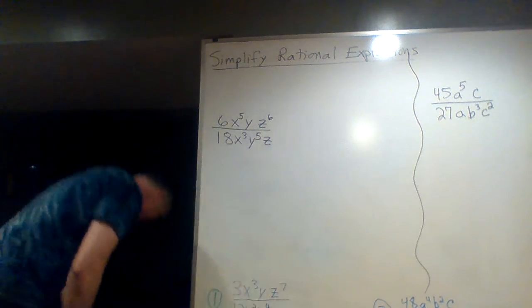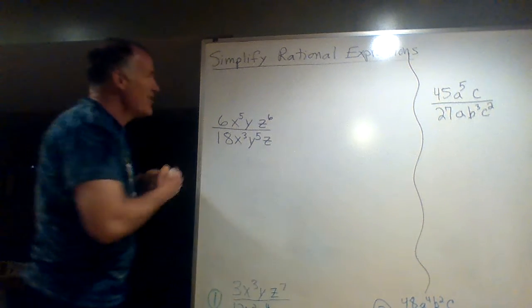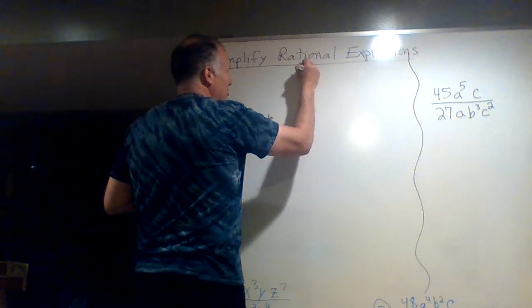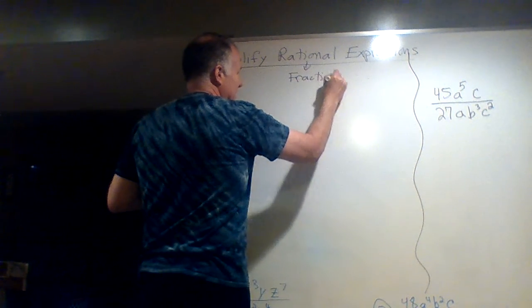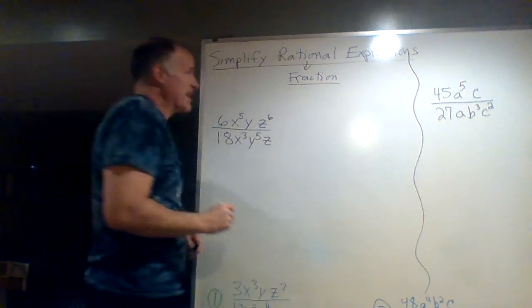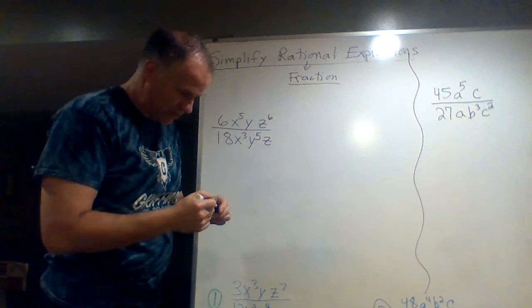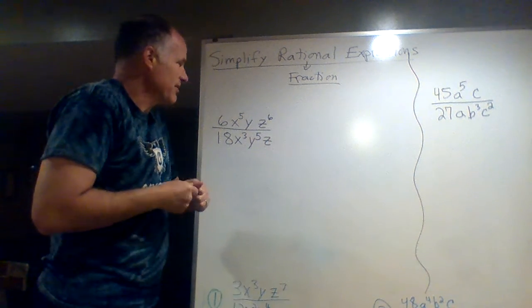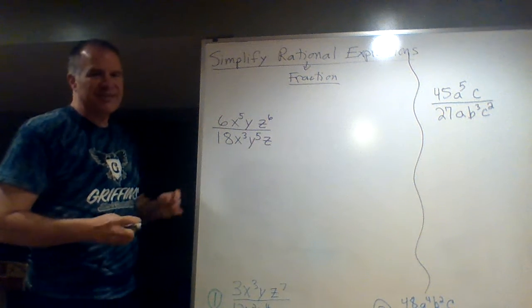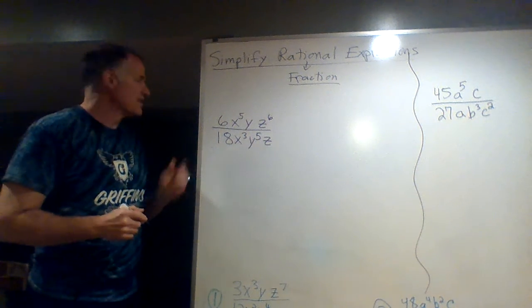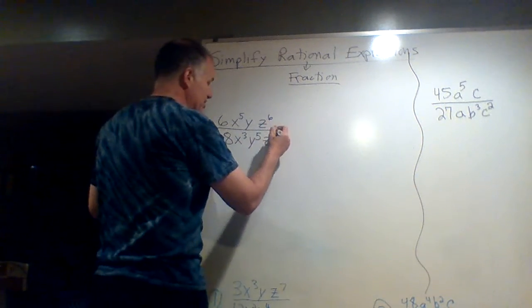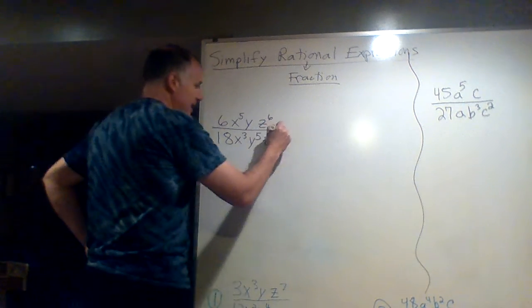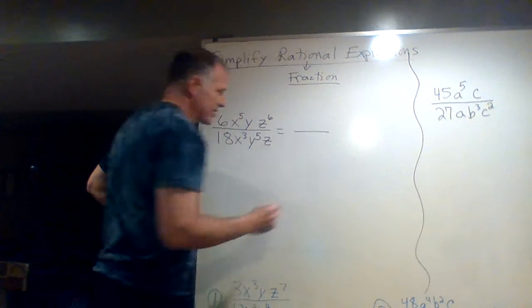Rational expressions. Rational just means fraction. So basically, simplifying fraction expressions, okay? So we're trying to simplify this fraction. Now what's nice, some of this is similar to what you did back in middle school, and then obviously there's new stuff involved as well, okay? So again, our answer is going to be a fraction.